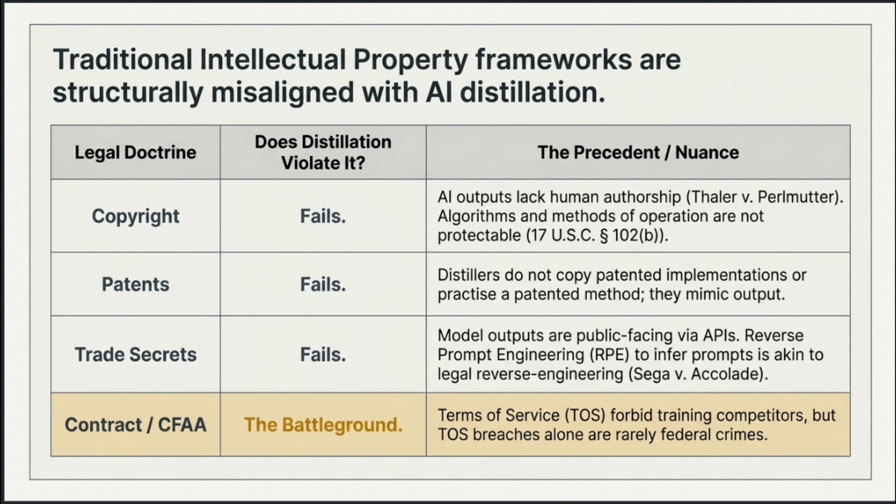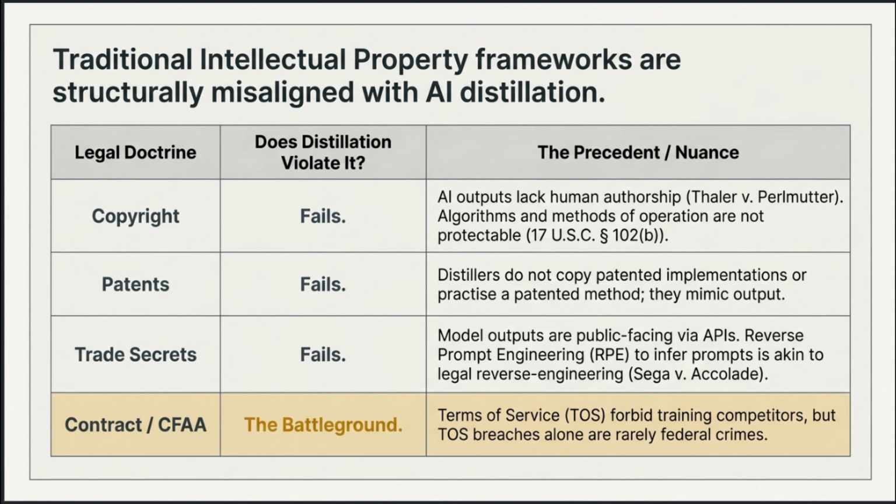The only real legal weapon these US companies have is a breach of contract. Both OpenAI and Anthropic have explicit terms of service saying you cannot use their outputs to train competing models. But terms of service violations are incredibly hard to enforce internationally, especially against entities operating outside US jurisdiction.